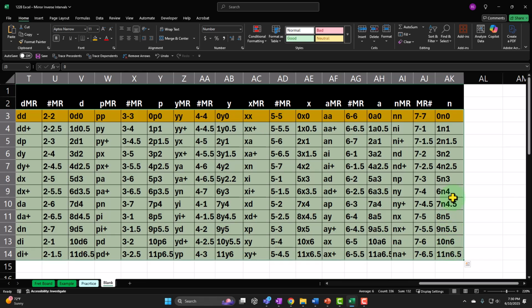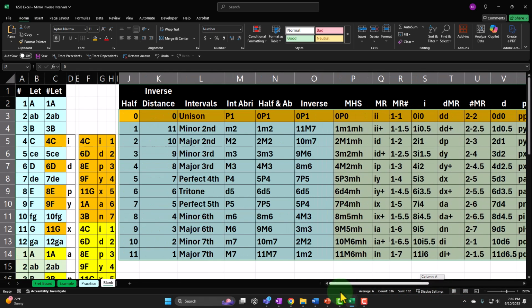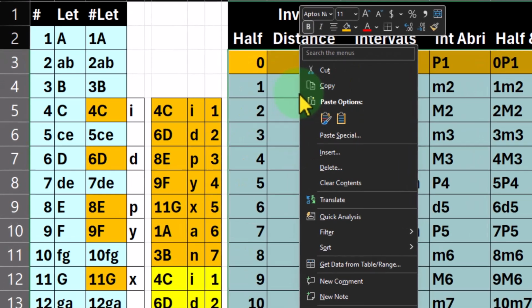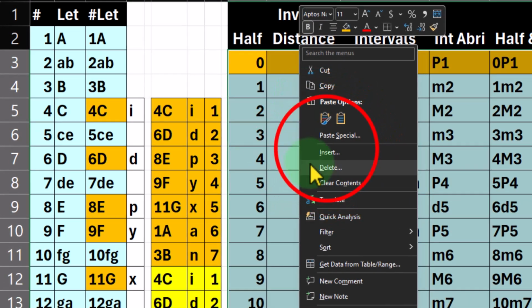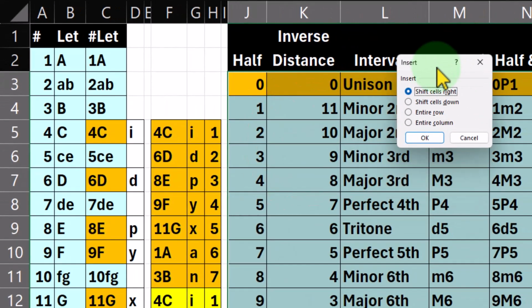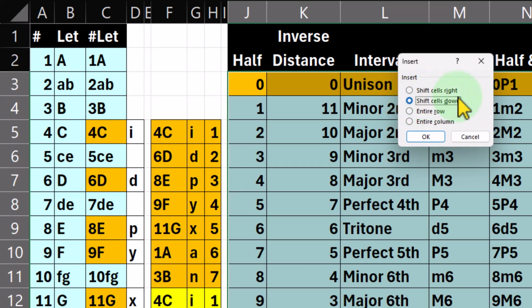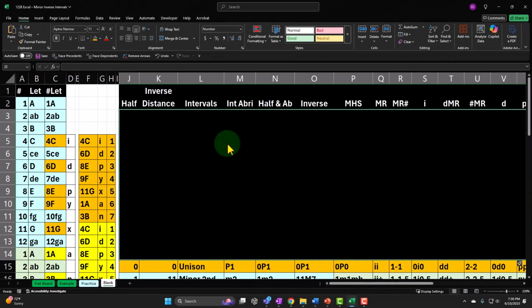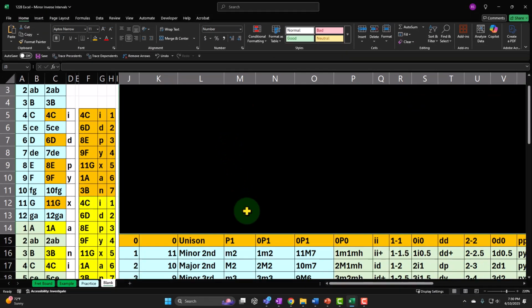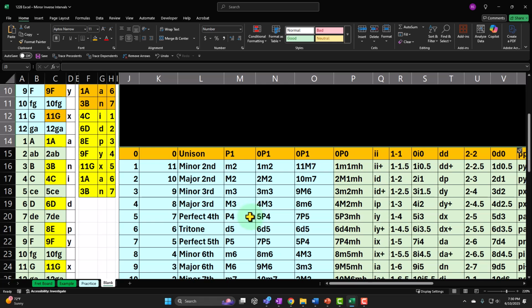So I'm going to go from here down to here. I'm going to go back on over, and I could pull those down. I like to right click, and then I want to insert, and then I want to pull these down. So make sure to shift them down, not to the right, and then boom. Now it's going to try to format them funny, so I don't want it formatted like that.